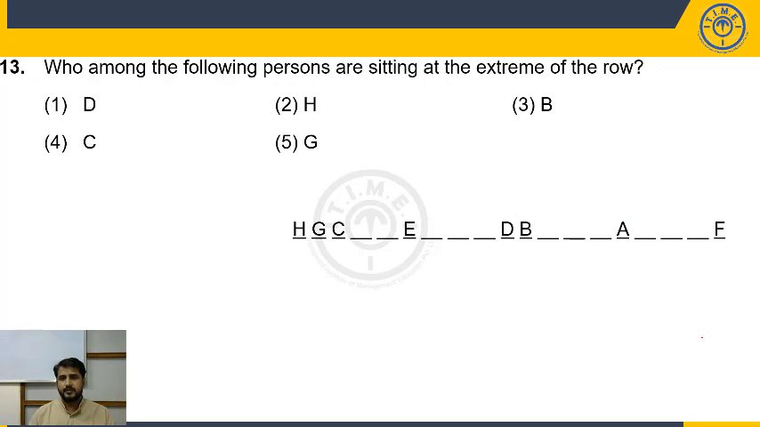Who among the following persons is sitting at the extreme of the row? Extreme of the row, it could be H or it could be F. Who is available? H. Choice 2. Okay. Now move to the next set.